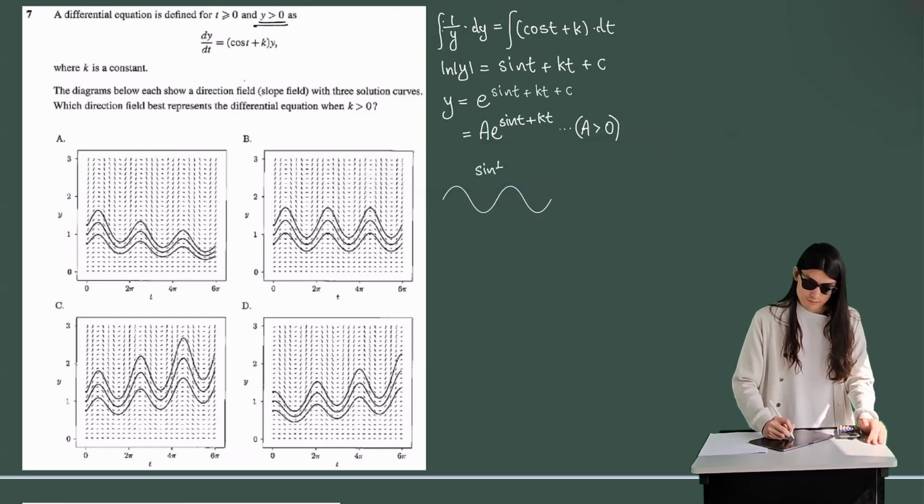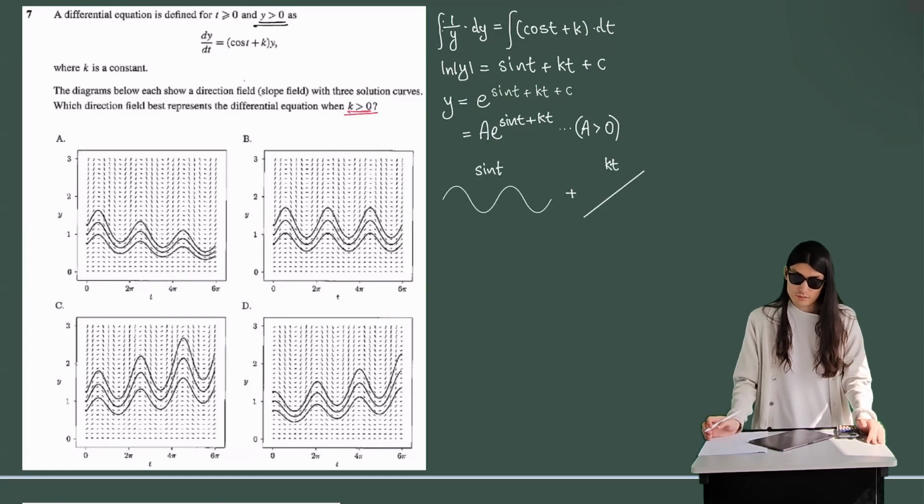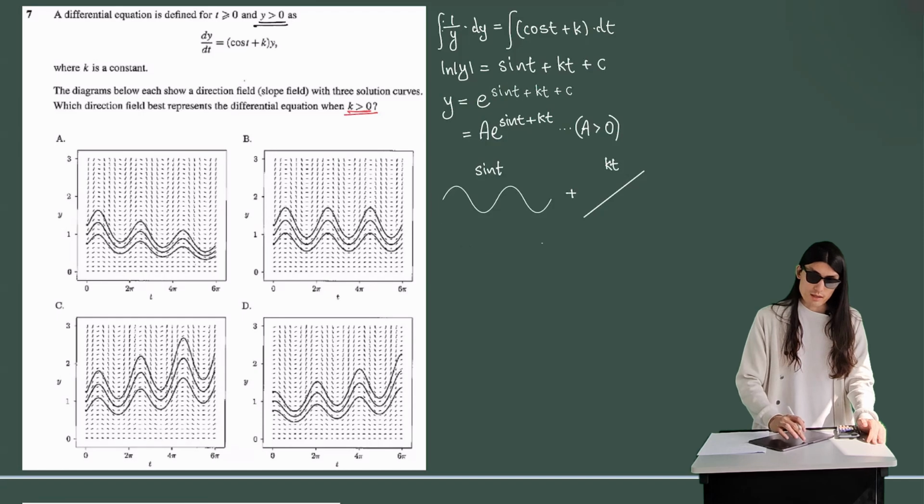This is the graph of sine t. You've got that plus your linear function kt, which should just be a straight line, but a straight line with a positive gradient. Why? Because we are given that k is greater than 0, aren't we? Now, what does that look like?